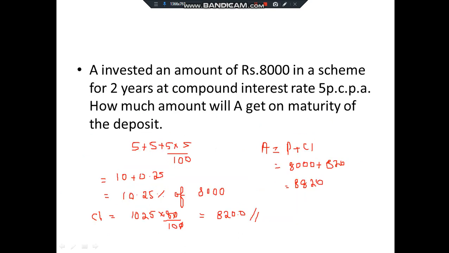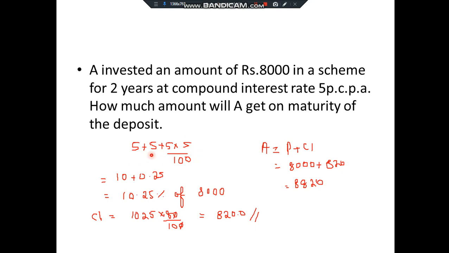Next question, quite easy. A invested an amount of rupees 8,000 in a scheme for 2 years at compound interest rate 5 PCPA, means percentage per annum. How much amount will A get on maturity of the deposit? So read the question carefully. We'll have to find the amount and not CI. So principal is given, n is given and rate of interest is 5. There is no compounded half yearly or quarterly, so obviously it would be annually. See, 2 years, right? So you can go with successive or else the 2-1 method. I have chosen successive here.